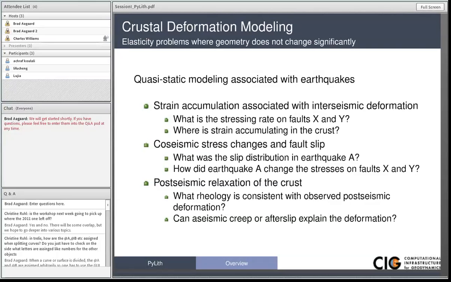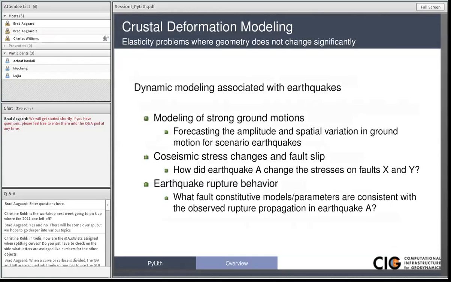It can be used to examine different types of rheology and see which ones are consistent with observed post-seismic deformation, such as that from GPS records following earthquakes. One can look at different mechanisms for that post-seismic deformation by modeling the deformation through aseismic creep and maybe more distributed afterslip to see if that explains the deformation compared to viscoelastic relaxation.